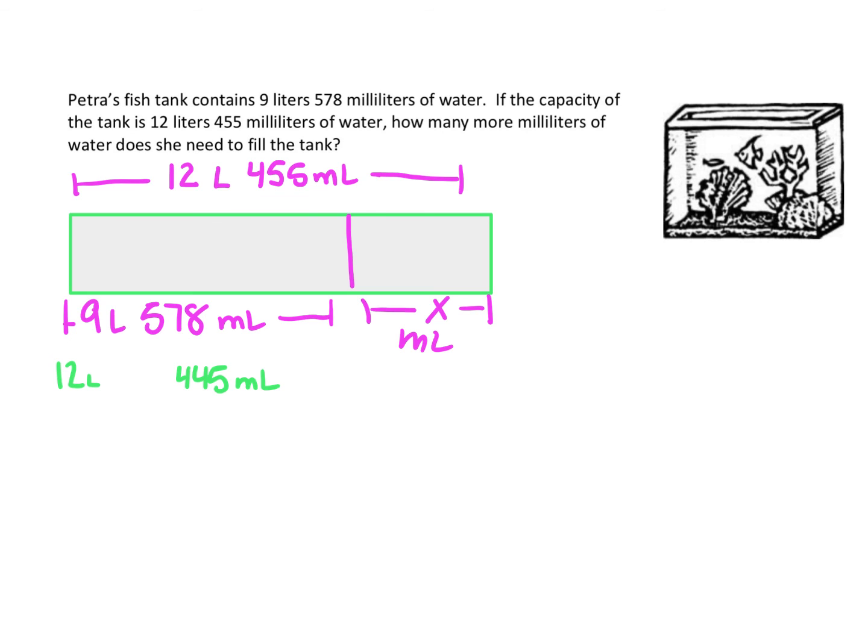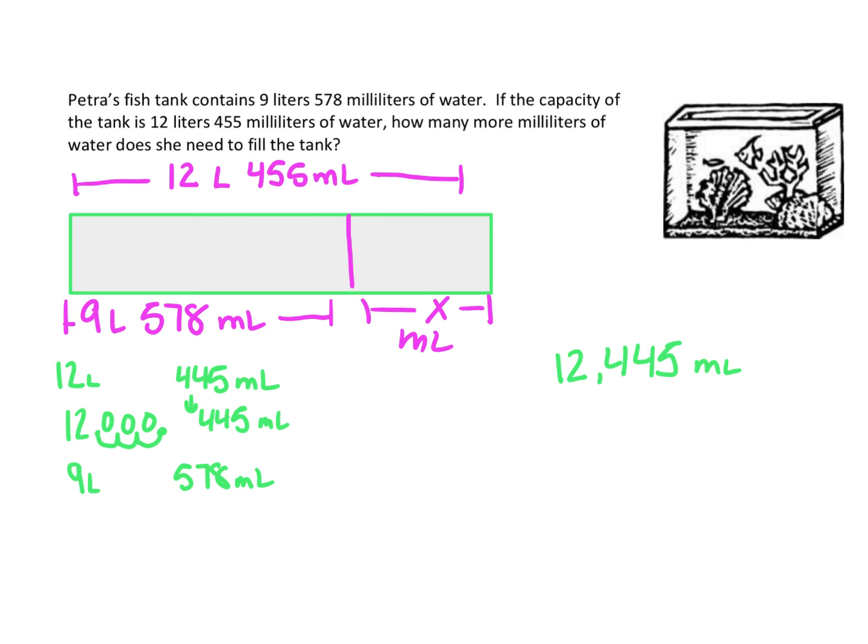First, let's do 12 liters with 445 milliliters. To turn our 12 liters into milliliters, we're going 3 decimals to the right, multiplying by 10 3 times, which gives us 12,000 plus our 445 milliliters, and that gives us 12,445 milliliters.